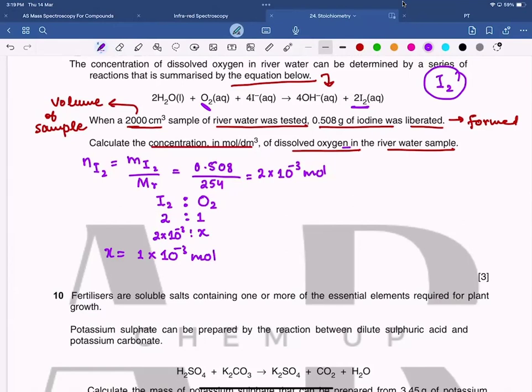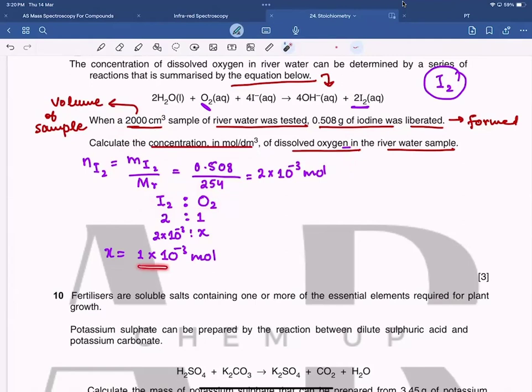Good question. If you don't understand part C, what have they been giving you? Iodine. The mass of iodine, right? And that mass of iodine is in the total volume of river water that has been taken. Then they are asking you to calculate the concentration in mole per dm cube of dissolved oxygen. So we have to find the concentration of oxygen. What I have told you first is that whatever quantity of any substance is given, first you need to convert it into moles. Then you will take the ratio of the given and the unknown substance. The given substance is iodine, and the unknown substance whose concentration has been asked is oxygen. So that's why I took the ratio between iodine and oxygen.